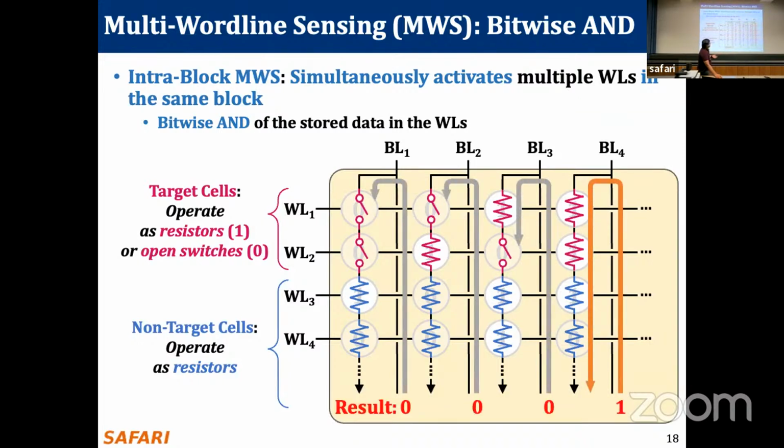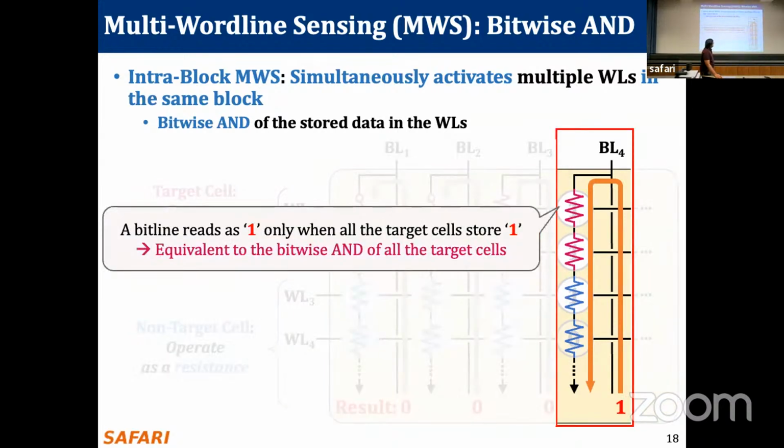So when we read these 2 word lines, the bit line current passes through the NAND string depending on whether the cell acts as a resistor or as an open switch, and the sensing circuit at the end of the bit line reads the value. If there is an open switch in the NAND string, then the current doesn't pass, and the result would be a 0. If all of the cells in the NAND string act as resistors, then the result would be a 1. So only when all the target cells are resistors, or store 1, do we get a result of 1, which is a typical AND operation.